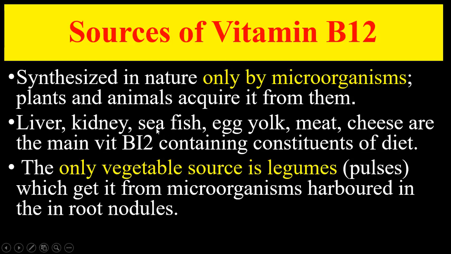Liver and kidneys, also sea fish, egg yolk, milk, all the animal products are abundant sources. And the only vegetable source is legumes, because they harbor microorganisms in their root nodules, so they acquire this vitamin B12 from the root microorganisms. So legumes are one of the sources, otherwise it is only animal sources.